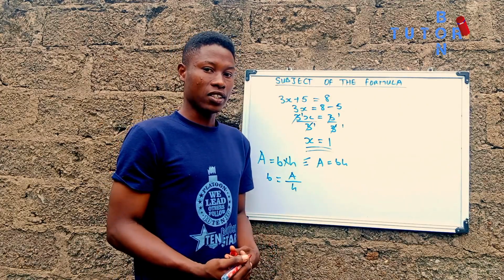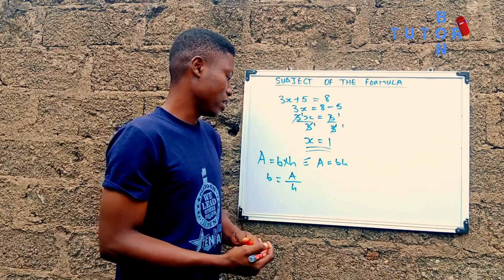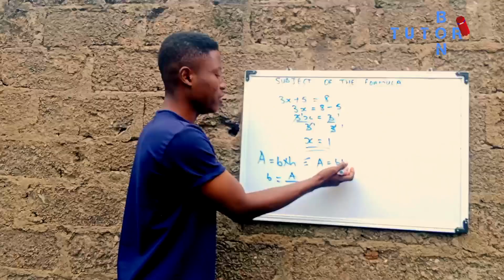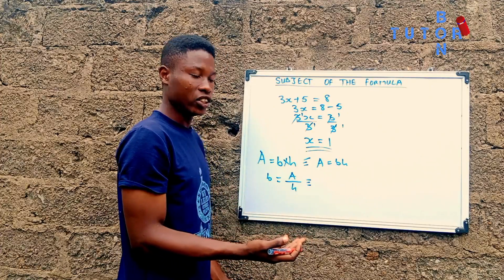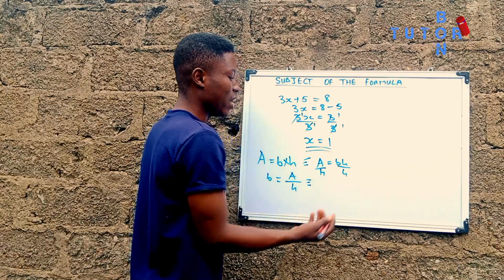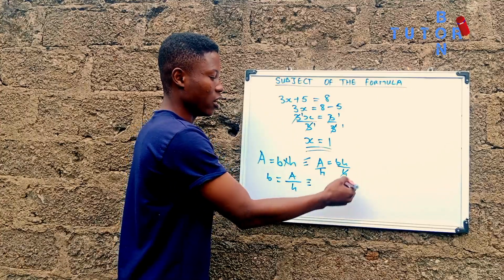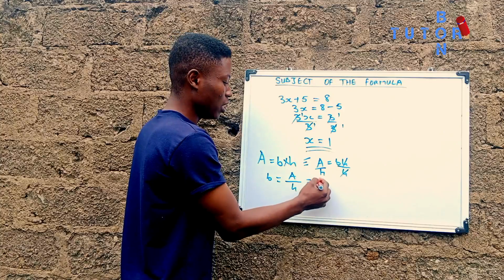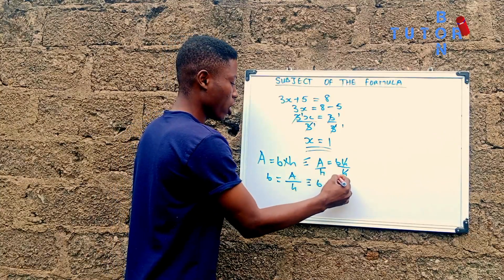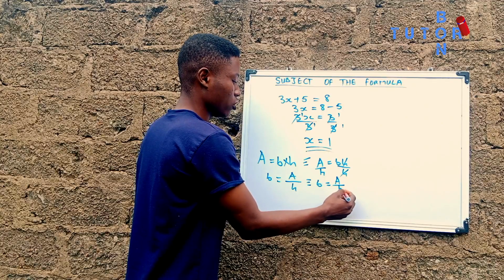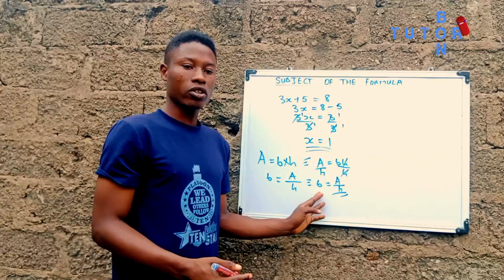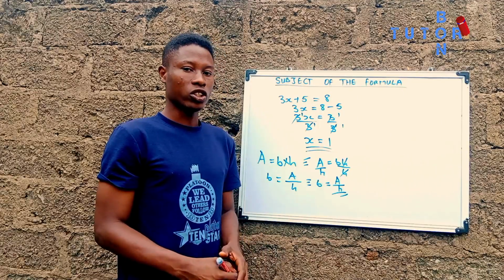You're thinking of how I get it, right? Calm down. There is no magic in it. What I simply do is, from this equation, I divide both sides by h. If I divide both sides by h, the h here cancels the h here, you'll be left with b alone, equals to a over h, which means you are making b subject of the formula in this situation.